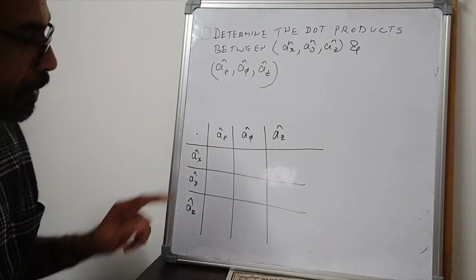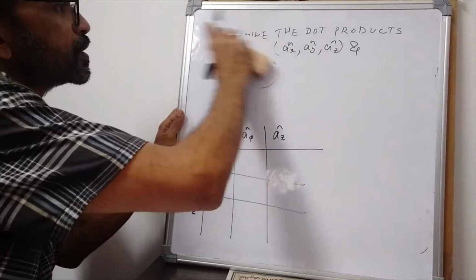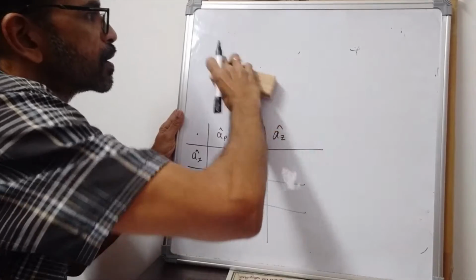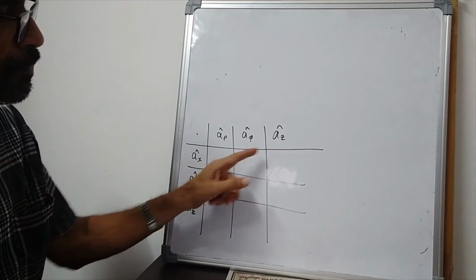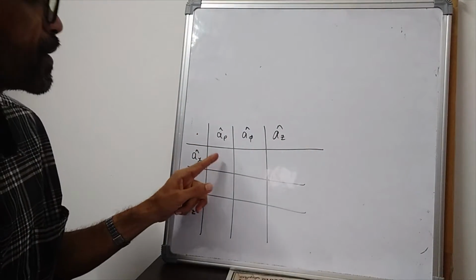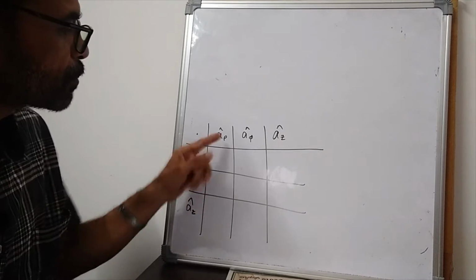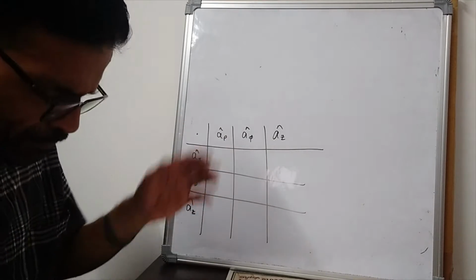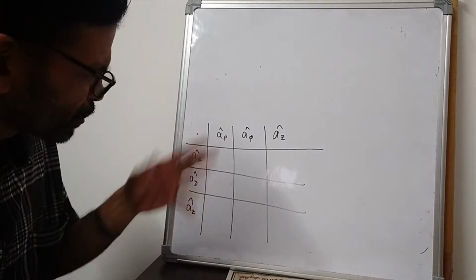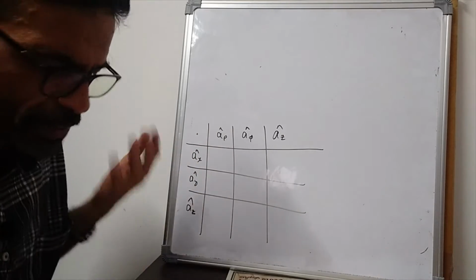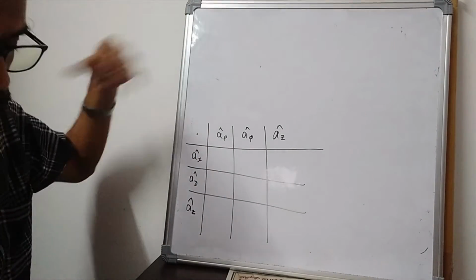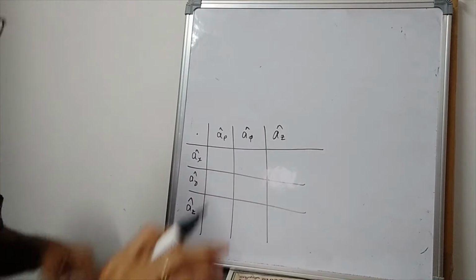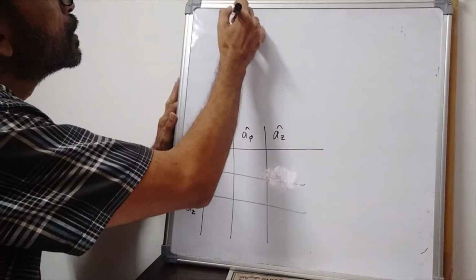Okay, now we will fill these 9 slots. So here I will be writing the result of ax cap dot a rho cap, and dot product, as you know, is commutative, so a rho cap dot ax cap will be the same. Okay, now for reference, I will draw a figure here.